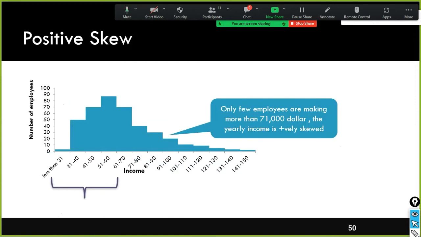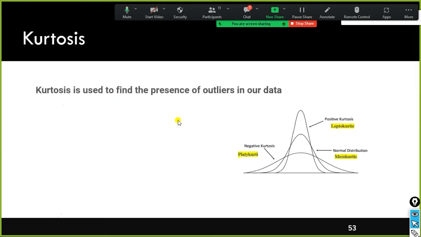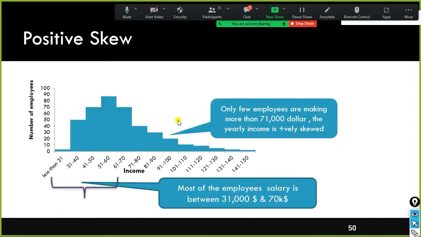The yearly income is positively skewed. In this case, it is positive because it is going down, down, down, and it is abruptly flattening here. Most of the employees' salary is between 31,000 and 70,000. Same thing, and the only difference is that the income is positively skewed. That is the difference between these two. And kurtosis, we'll discuss later.